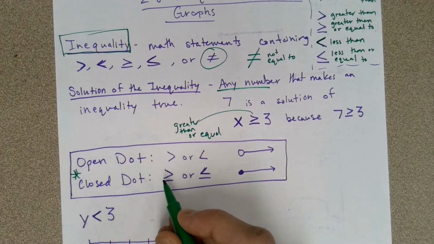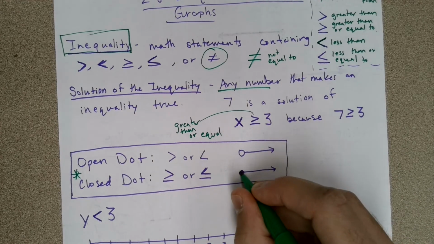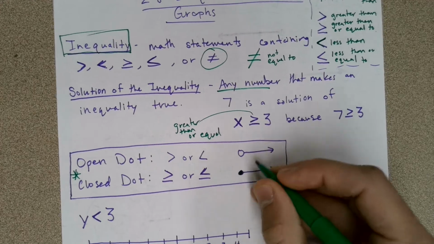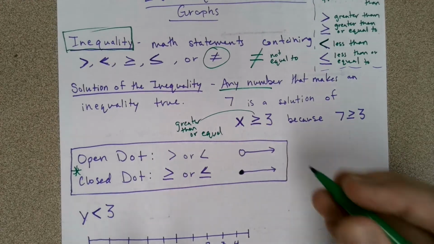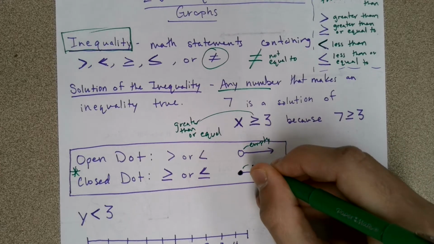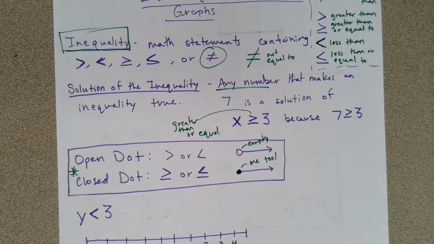A closed dot means greater than or equal to or less than or equal to, saying, oh, it includes me too. I'm here. I count. The open dot is saying, nope, I'm not there. It's empty. The closed dot says, me too. I count too. We'll get to that in a second here. That'll make more sense. We're going to put all these ideas together.